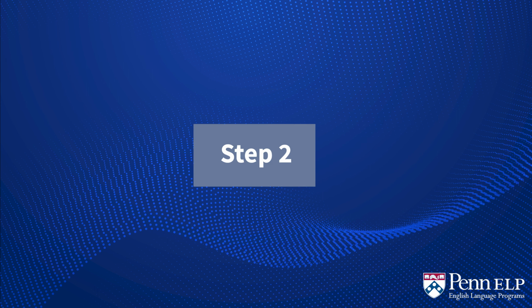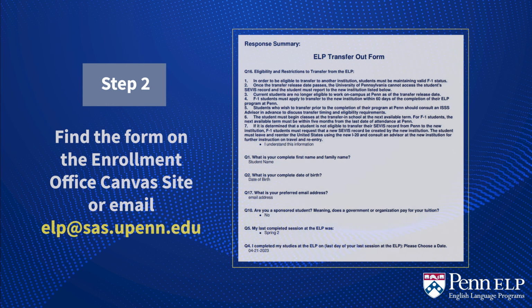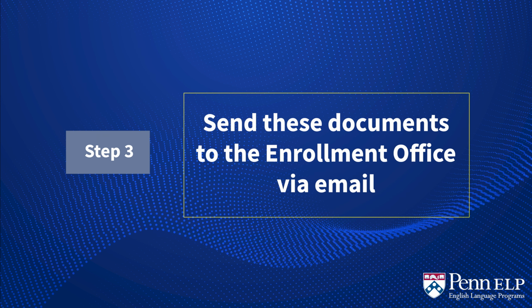Once you have obtained sponsor approval, the next step is to complete and submit the Transfer Out Request form. This form can be found on the Enrollment Office Canvas site. If you have trouble finding this form, please email elp@sas.upenn.edu.